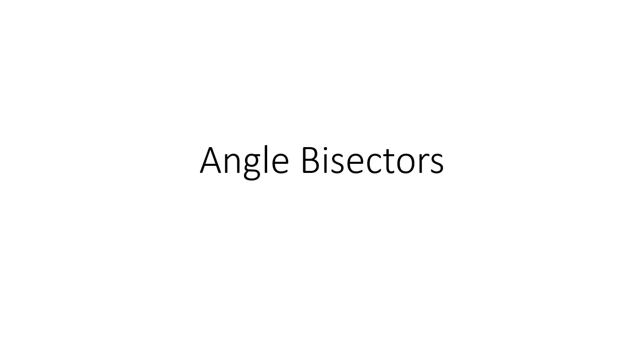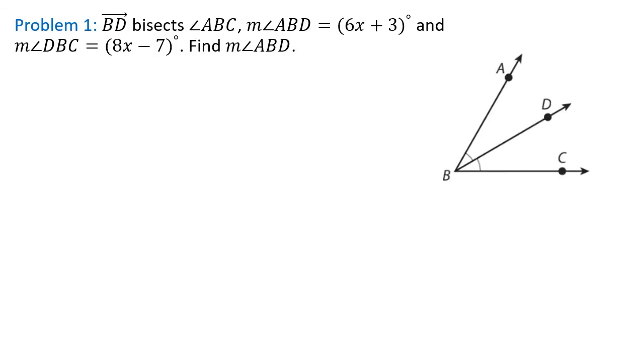Angle bisectors. So in this problem, it says that BD bisects angle ABC. So what we see right here is that because BD bisects the big angle, the angles ABD and DBC are congruent. They then let us know that the measure of ABD is 6x plus 3, and the measure of angle DBC is 8x minus 7.